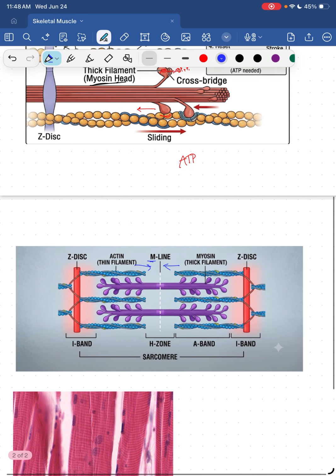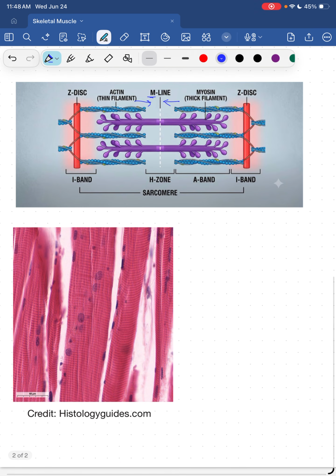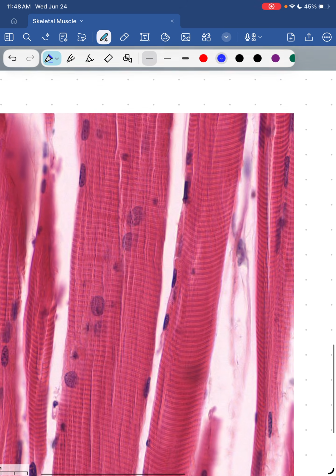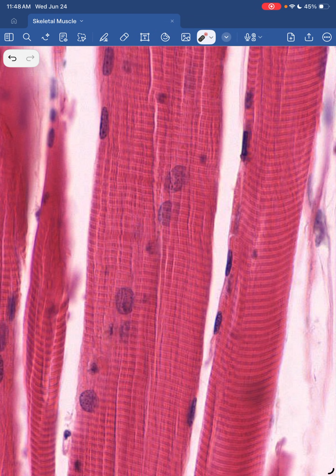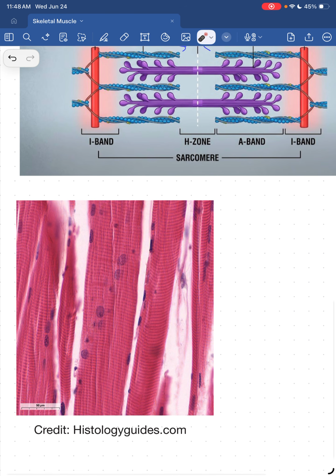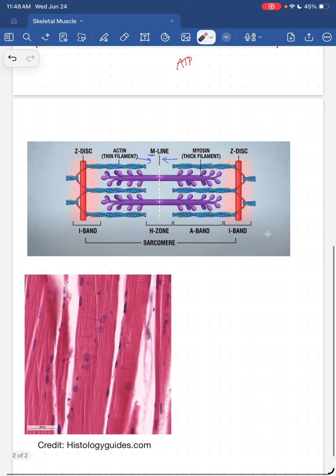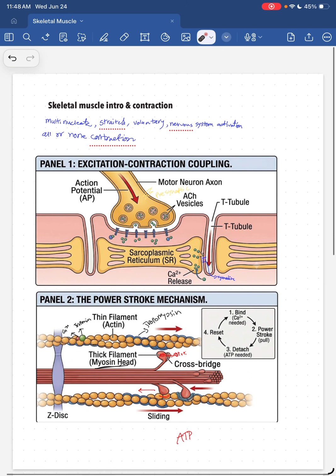And just to show you guys what a skeletal muscle looks like under the microscope, we can see right over here, we have these striations, which are our sarcomeres, and we have all these nuclei that are found within the muscle fibers. So that's pretty much it for our video today.